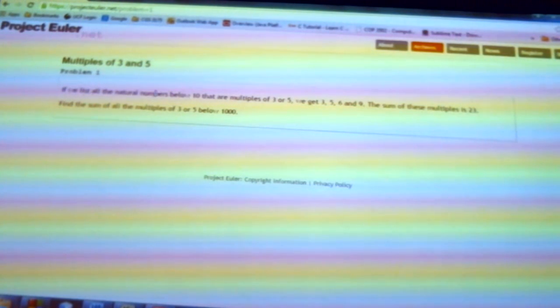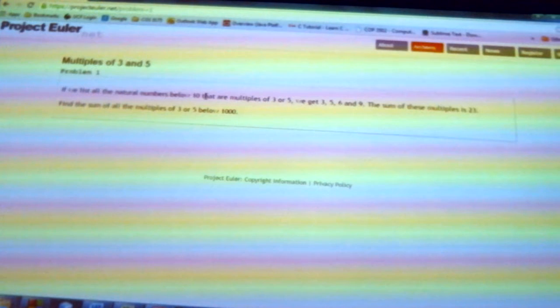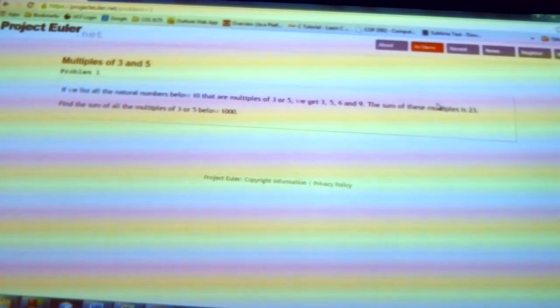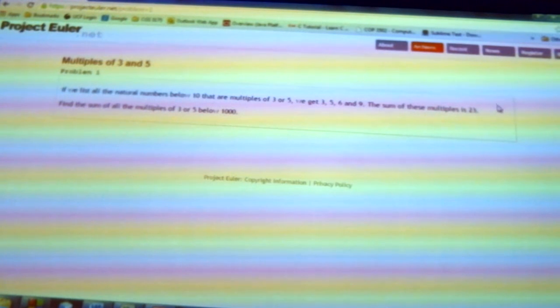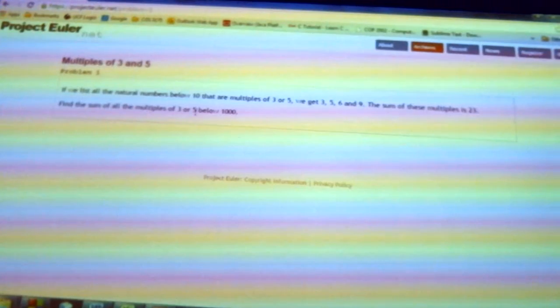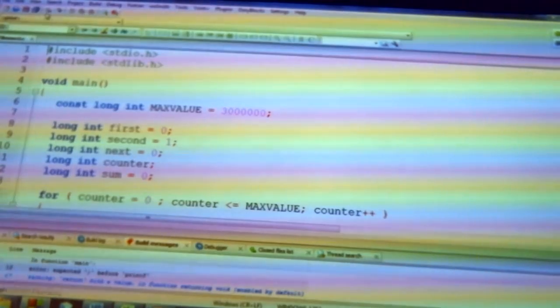If we list all the natural numbers below 10, then the multiples of 3 or 5 are 3, 5, 6, and 9. Then you add them together and the sum of that is 23. But then the problem is you do the same thing with the values below 1,000.